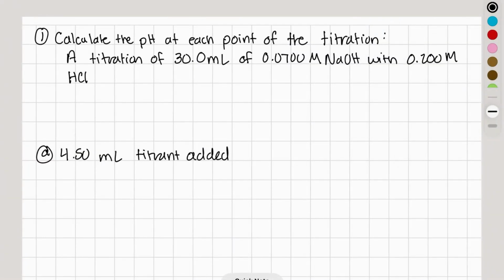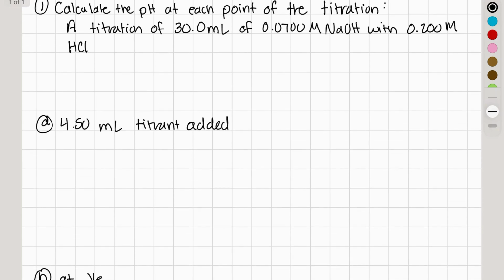Alright, so for the review today, I'm going to go over a few of those questions that were talked about on those review cards. So the first one I want to start with is question number 1. Calculating the pH at each point of the titration. So we have a titration of 30 milliliters of this 0.0700 molar NaOH with 0.200 molar of HCl.